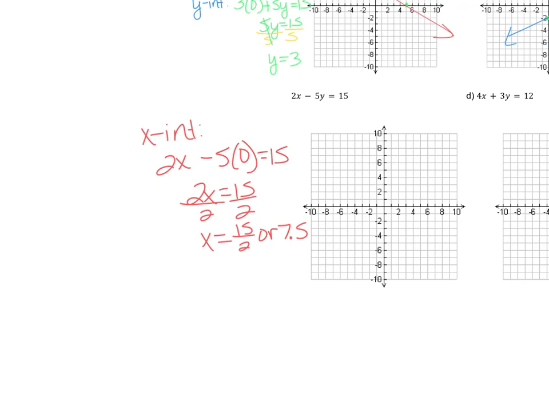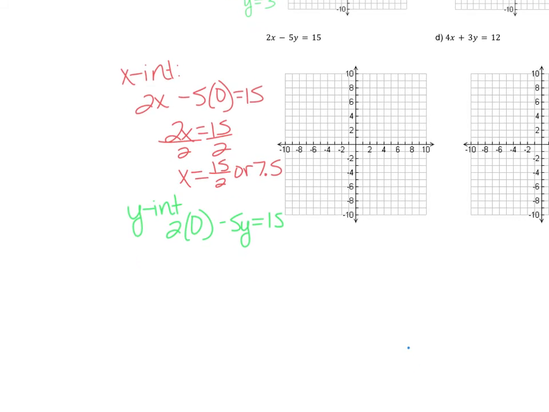Okay, the y-intercept is when x equals 0, so 2 times 0 minus 5y equals 15. So I have negative 5y, because that's 0, equals 15. Divide by negative 5. So y equals 15 divided by negative 5, which is negative 3. Okay, I know we have a fraction and decimals. Just don't freak out.